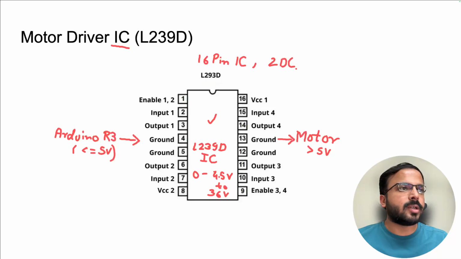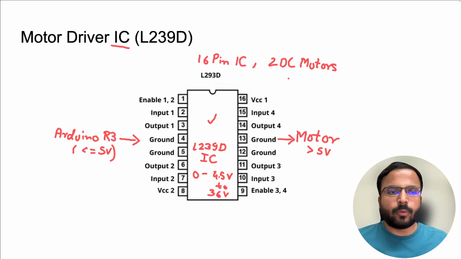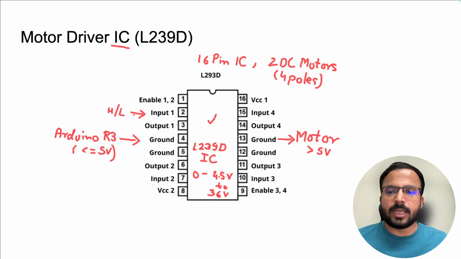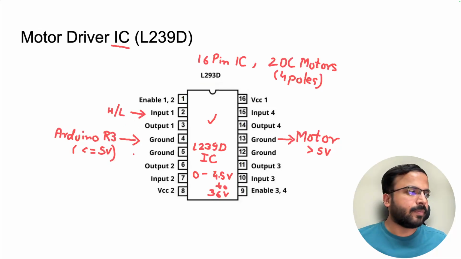Why two DC motors? I will tell you. Two DC motors require four pin connections to connect the four poles. So what we do is, now this is an input. You supply a high or low voltage from the Arduino to this input. It can be either high or low. You connect to a digital pin of an Arduino and supply this.